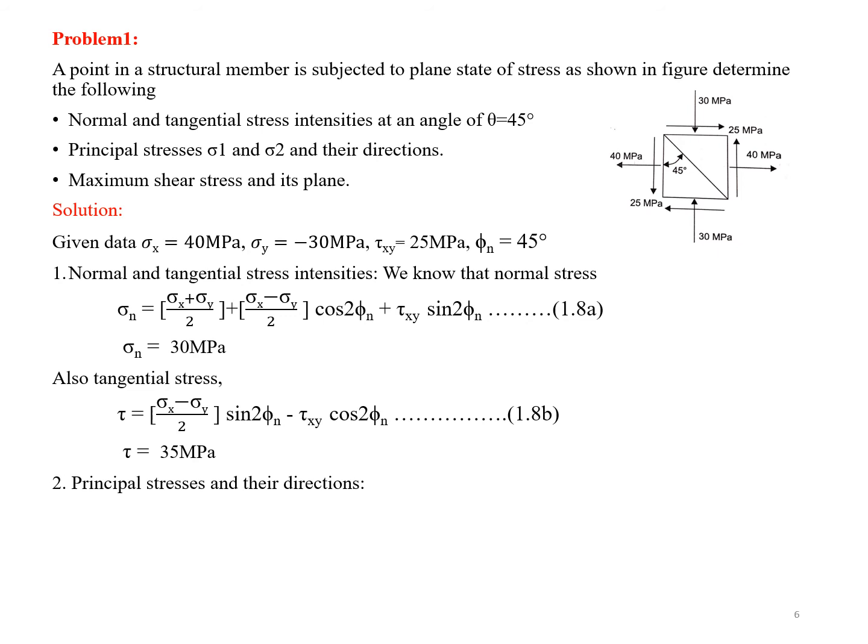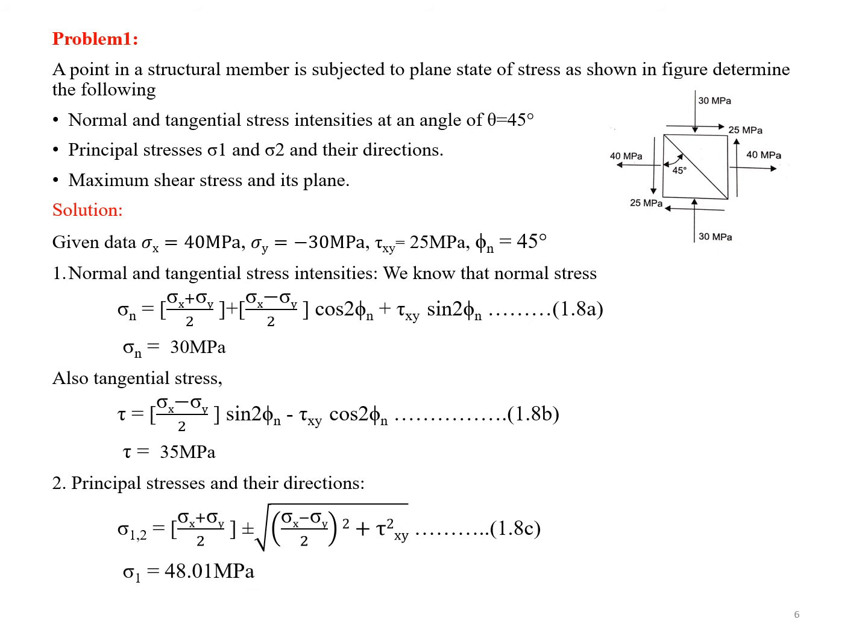Second thing you need to find out is the principal stresses sigma 1 and sigma 2. Sigma 1 equation is given: (sigma x plus sigma y) by 2 plus root of ((sigma x minus sigma y) by 2) whole square plus tau xy whole square. So if you substitute, you get sigma 1. Sigma 2 is the difference of these two. If you calculate from the equation, sigma 1 comes out to be 48.01 megapascals, sigma 2 comes out to be minus 38.01 megapascals.